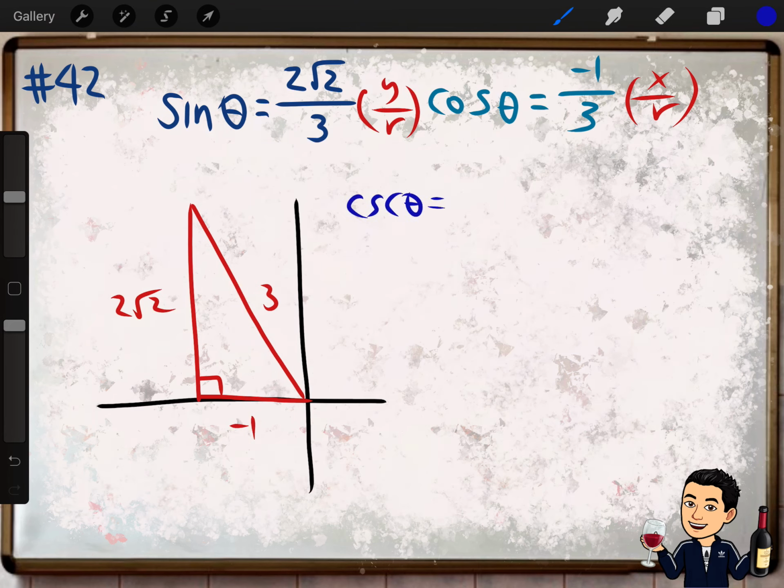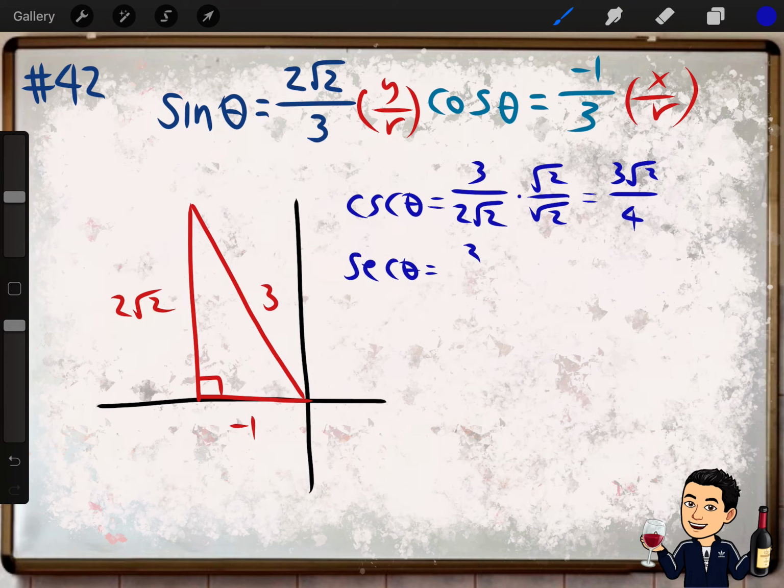Cosecant theta is the reciprocal, 3 over 2 rad 2. So multiply by rad 2 over rad 2 to rationalize it. It's going to be 3 rad 2 over 4. Secant is going to be the reciprocal, so 3 over negative 1, which is negative 3. For tangent, it's going to be 2 rad 2 over negative 1, so it's going to be negative 2 rad 2.